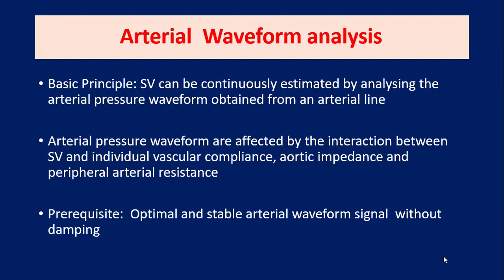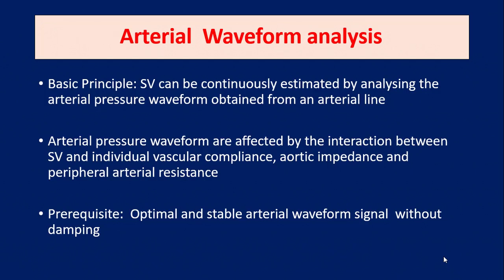Second, arterial pressure waveforms are affected by the interaction between stroke volume and the individual vascular compliance, as we discussed about the arterial tone, aortic impedance and peripheral arterial resistance. So three things are there: vascular compliance, aortic impedance and peripheral arterial resistance. All three, along with the stroke volume, will define your blood pressure.